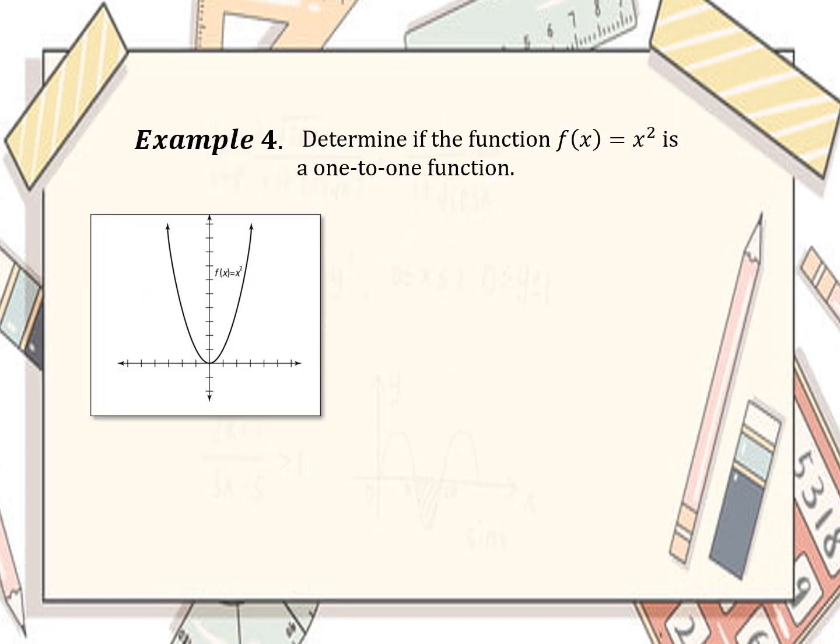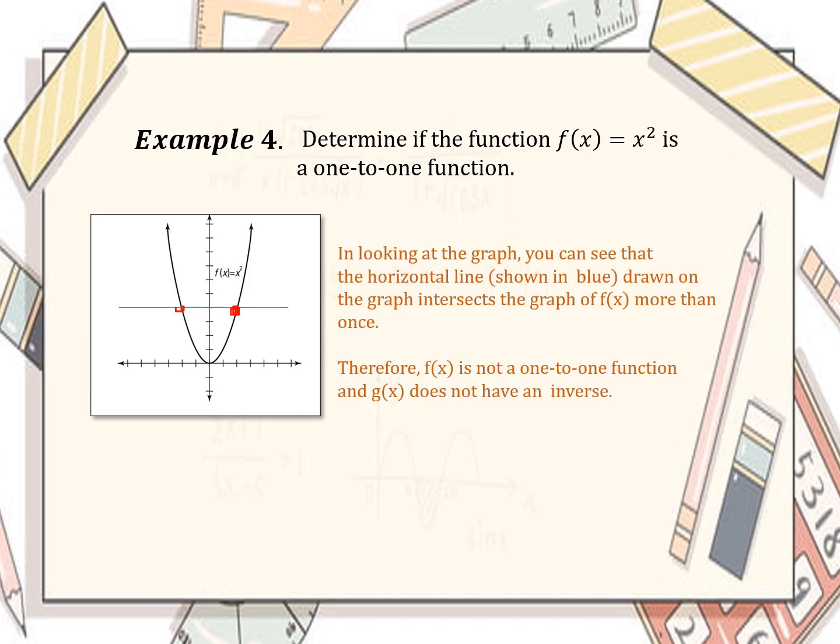Okay, next example, determine if the function f of x is equal to x squared is a one-to-one function. So, create lang ulit tayo ng horizontal line sa ating graph. Then, as you can see, merong dalawang point na tinamaan sa ating horizontal line. Ibig sabihin nun, yung given graph is not an example of one-to-one function. Kasi more than 1 point na yung tinamaan ng ating horizontal line.